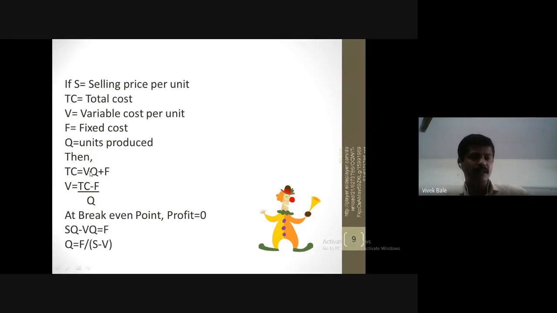Here the simplified formula of this is being taken. Variable cost is equal to total cost minus fixed cost divided by quantity of units produced. And for break-even point, profit is equal to 0. Therefore, sales minus variable cost is equal to fixed cost, and quantity is equal to fixed cost divided by sales minus variable cost.